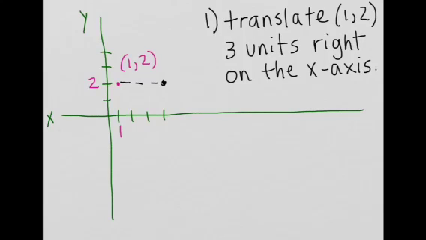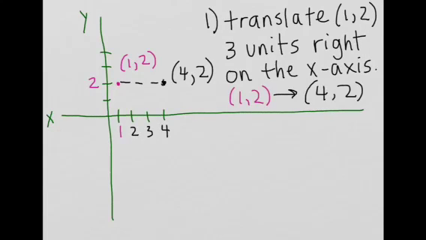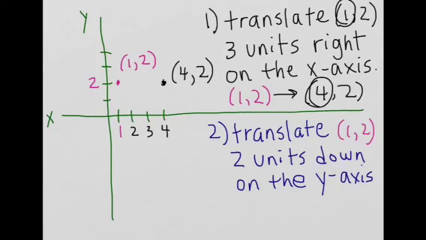What is its new location? Its new location on the x-axis is 1 plus 3, which is 4, but its location on the y-axis hasn't changed. So the new position is (4, 2). Notice that the translation was only on the x-axis and only the x-coordinate was affected.